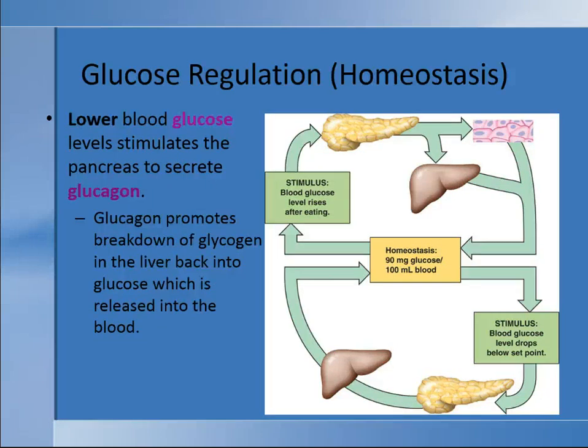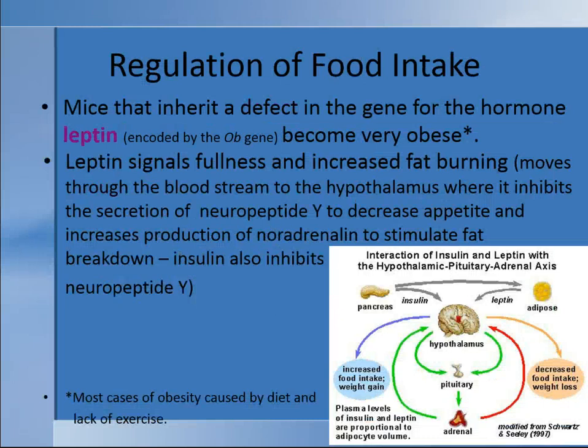When those levels get too low, then glucagon is secreted from the pancreas, and this promotes the breakdown of that glycogen, that glucose storage molecule, and then glucose is released back into the blood, and now your levels will rise. So you can lower them with insulin, you can raise them with glucagon. Okay, now sometimes there is another issue that goes with the regulation of food intake.